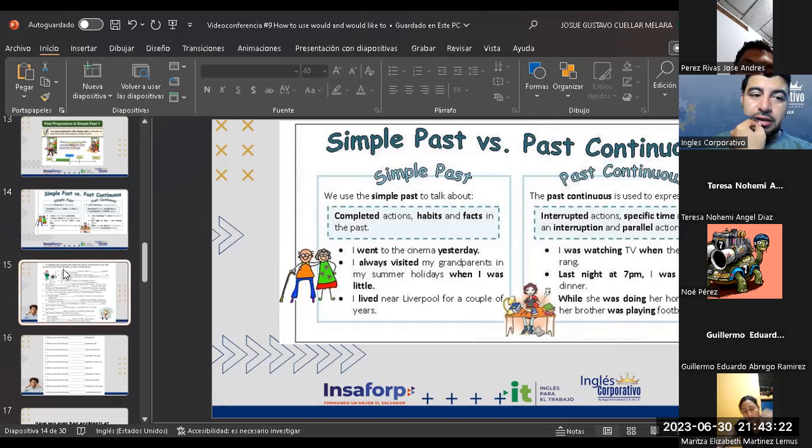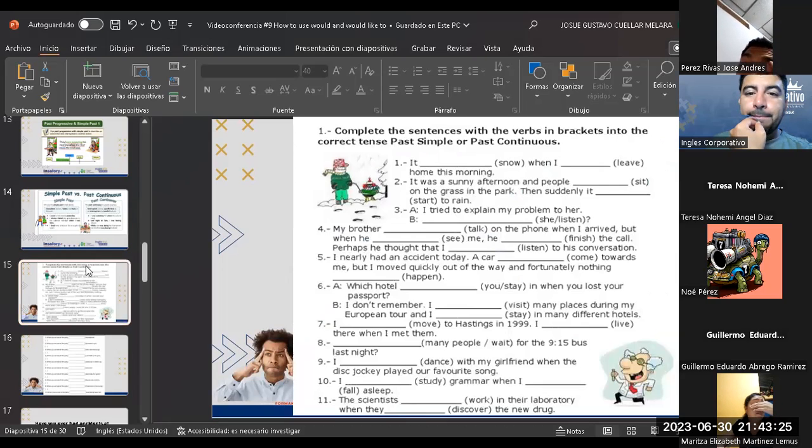Ahora, en number one, lo que pasa es que cuando lleva la palabra when, después aquí va el pasado simple. Estaba nevando cuando me fui esta mañana. It was snowing. When, and after, aquí el pasado simple, left. Estaba nevando cuando me fui esta mañana.